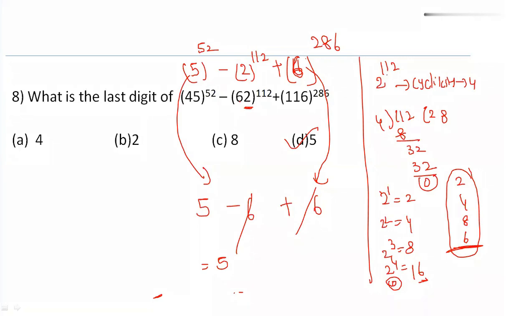Okay. So cyclicity is nothing but 4. We know it already and I explained it already. Next, as cyclicity is 4, you have to divide the power of 2 with 4. As we got remainder 0, remainder 0 means cycle ending value. That's the reason it is 6.